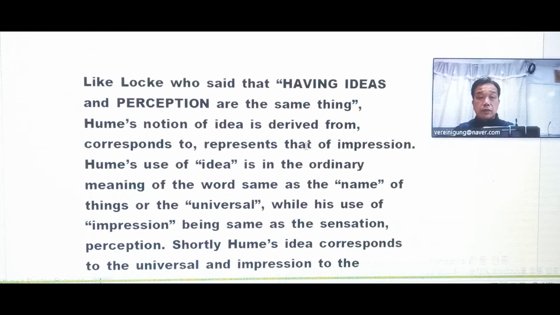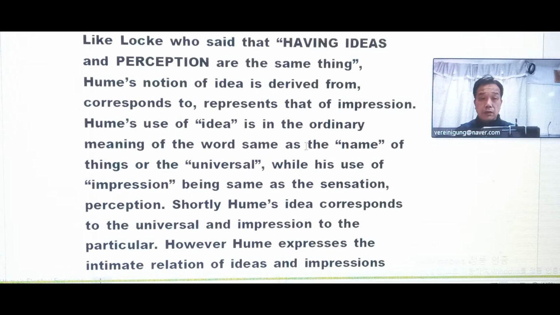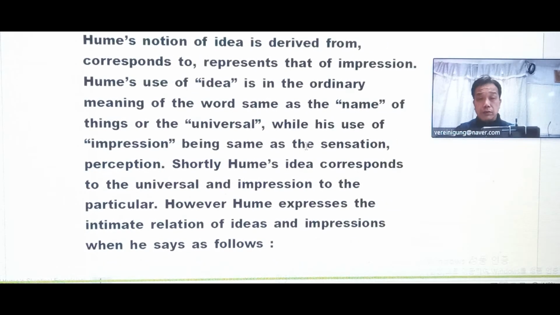Like Locke, who said that having ideas and perceptions are the same thing, Hume's notion of ideas is derived from, correspondent to, and representative of that of impressions. Hume's use of the idea is, in the ordinary meaning of the word, the same as the name of things or the universal, while his use of impressions is the same as sensation or perception. Shortly, Hume's idea corresponds to the universal and the impression to the particular.